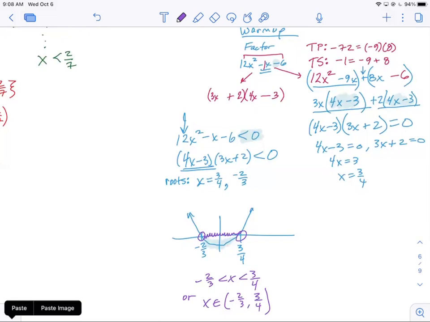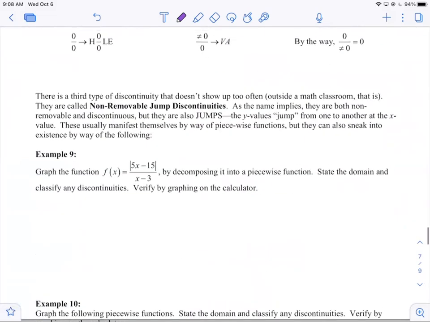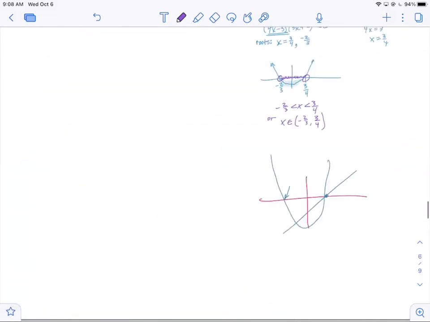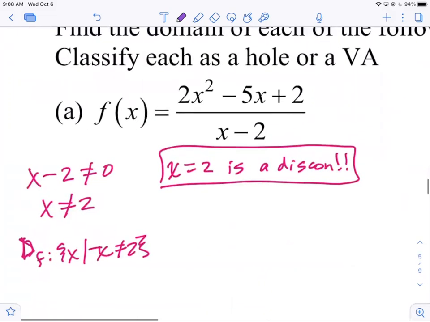Okay, well, let's get back to the notes. Notes. Give us the notes. We love the notes. We were on A last time, right? And we found the domain. Yeah, we said x cannot equal 2.